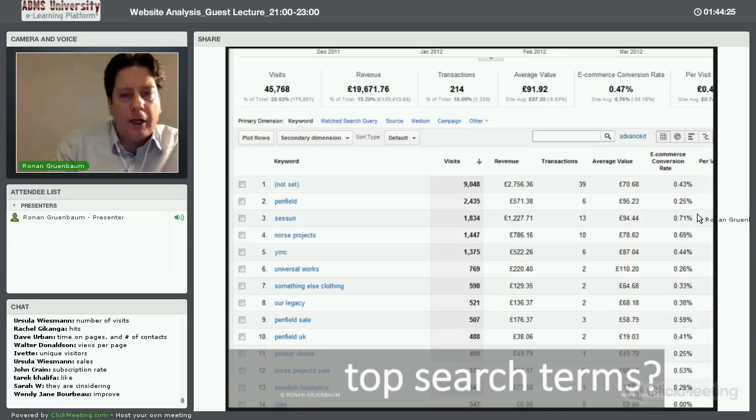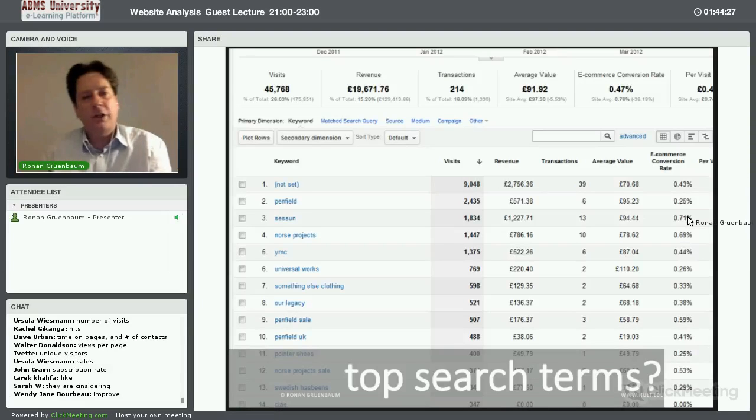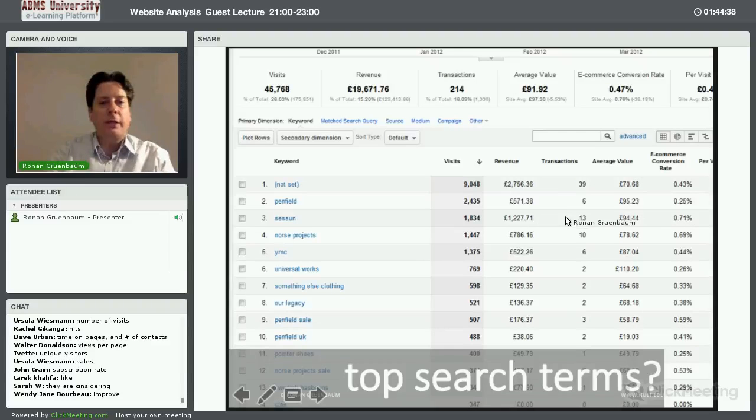So that is 7 out of every 1,000 people who searched the term actually bought something on our site. Not a huge number, but it did generate revenue for us, £1,200, which is £94 average value for each basket. So that's very good. But there are some which are much lower.